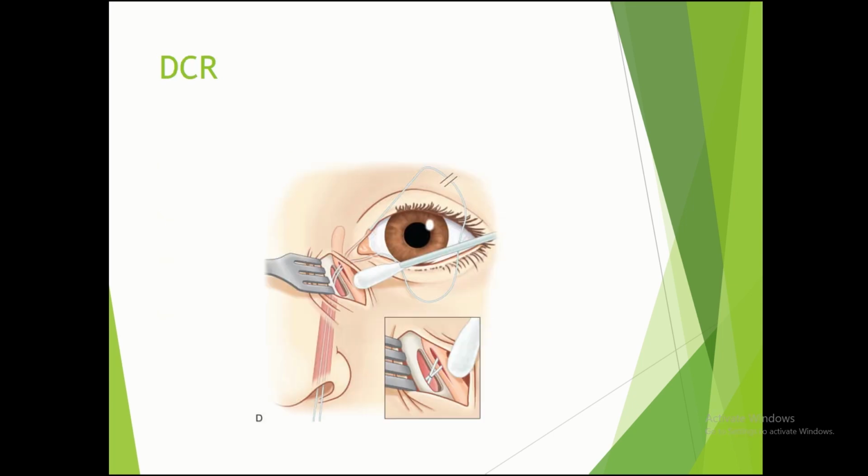So this is DCR, and you can see that there is an opening created in the lacrimal bone, and the mucosa of the lacrimal sac is anastomosed with the nasal mucosa, thereby bypassing the nasolacrimal duct, and the fluid gets drained into the inferior meatus. The tears will bypass the nasolacrimal duct and drain directly into the nasal cavity.